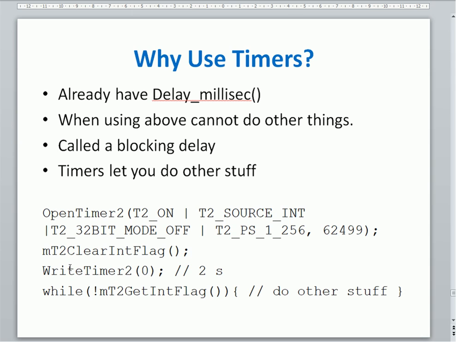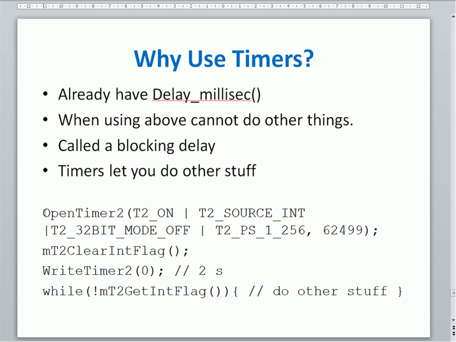So why would we use timers, right? If we want a 2-second delay, why don't we just use the delay milliseconds function that I've given you with 2,000 in it? That'll give me a 2-second delay. Well, the reason is that when you use that function, delay millisec, you can't do other things. It's called a blocking delay. With timers, you can set them up so instead of just killing time in a function, you can do other things. Let's look at the code.